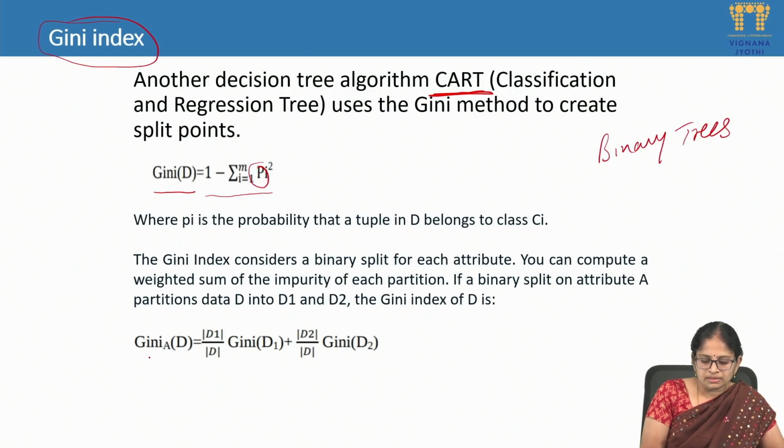That is calculated as Gini of D at some attribute A is equal to mod D1 by mod D times Gini of D1, plus mod D2 by mod D times Gini of D2. Again, these mod D1 by D and mod D2 by D are called the weights assigned to the partitions. This is the impurity at the first partition and this is the impurity at the second partition at the attribute A.